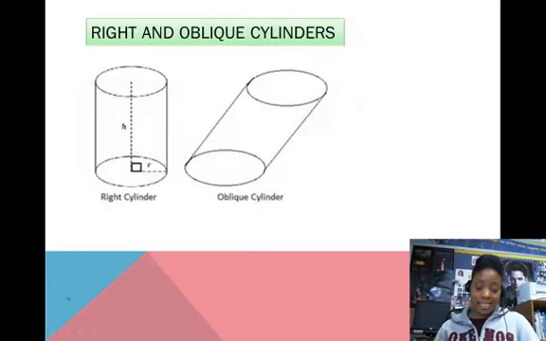Okay, so let's look at cylinders now. Here again, you can have a right cylinder where the height makes a 90-degree angle with the radius, or you can have an oblique cylinder. Our focus is going to be on right cylinders.